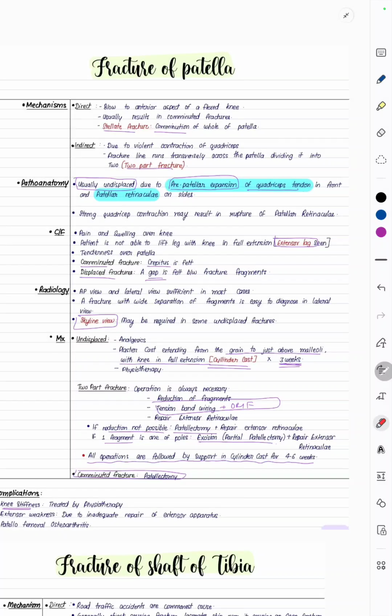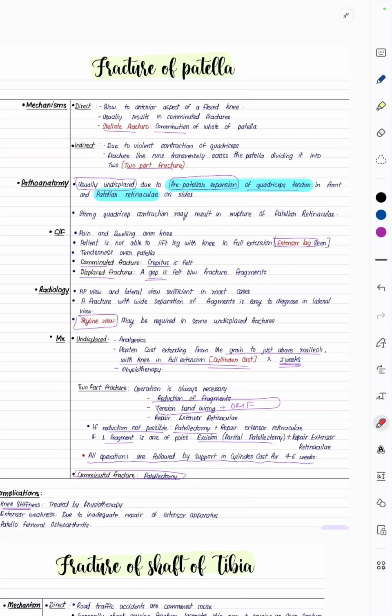Fracture of patella. There can be different mechanisms. The direct mechanism is a blow to the anterior aspect, such as in a road traffic accident. Most commonly this fracture of the patella is a comminuted fracture, called the stellate fracture. Indirect fracture of the patella can happen due to violent contraction of the quadriceps muscle, because of which there can be a two-part fracture, where the fracture line runs transversely between the two parts of the patella.